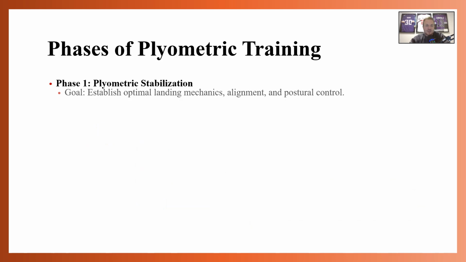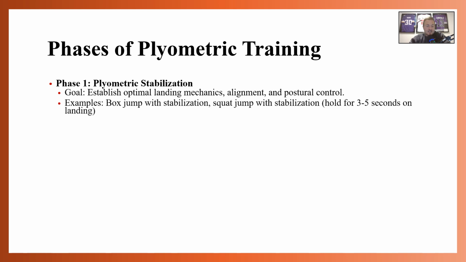So what are the phases of plyometric training? There are 3 phases that I like to think about based on the article I shared with you. There's the plyometric stabilization phase. The goal here is to establish optimal landing mechanics, alignment, and postural control. An example of this is a box jump with stabilization, or a snap down, or a squat jump with stabilization, holding for 3 to 5 seconds on landing, something to really incorporate and lock in the mechanics.